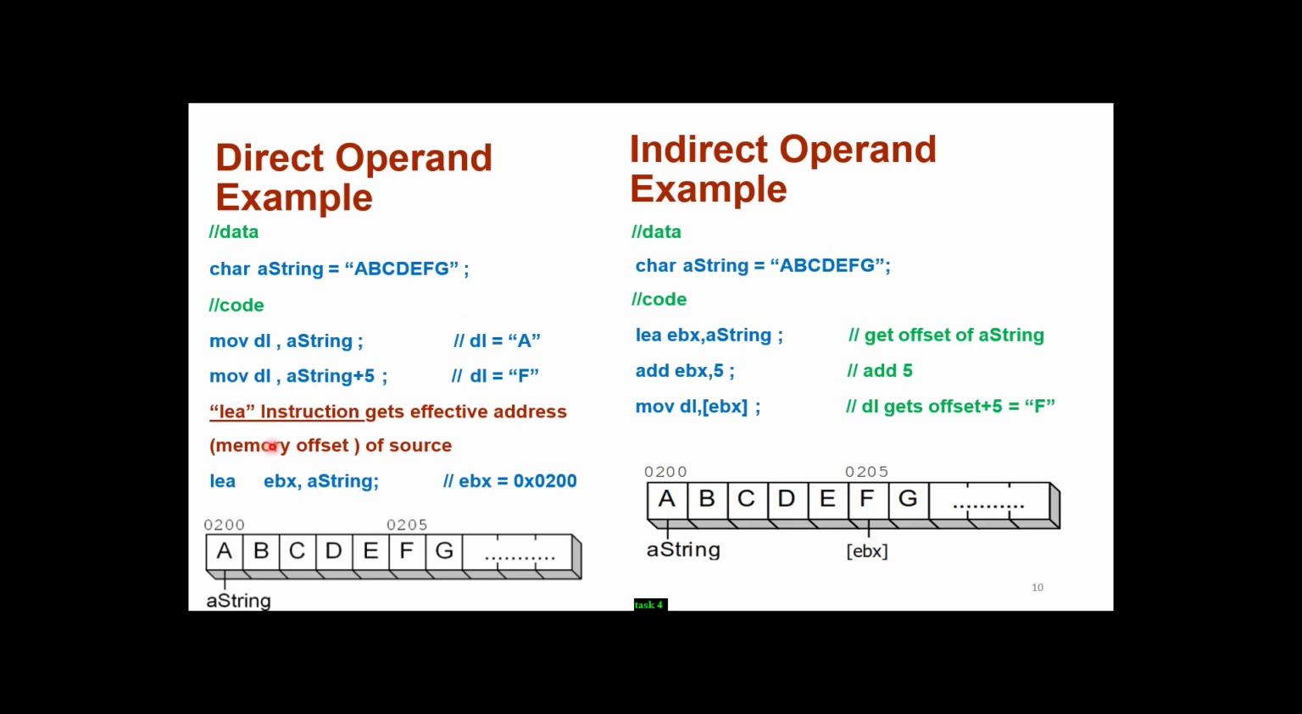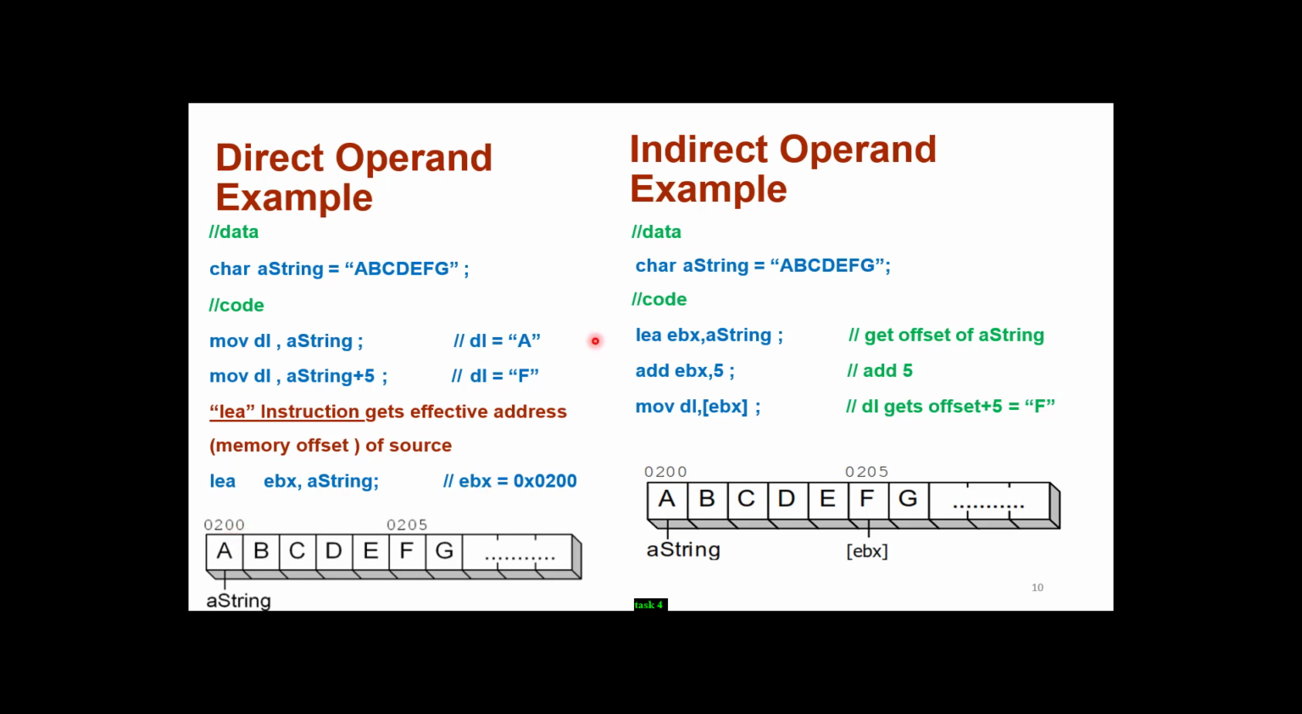Load effective address gives you the actual address. It will not move the contents, it will give you the address. So load effective address of EBX, A string, means where is A string stored, where is the starting address of this string. It is 200, so we are going to put 200 into BX.